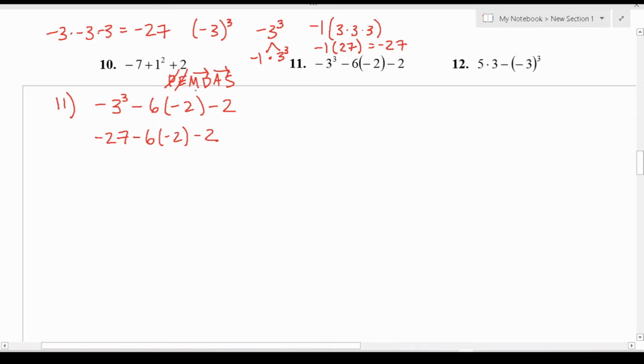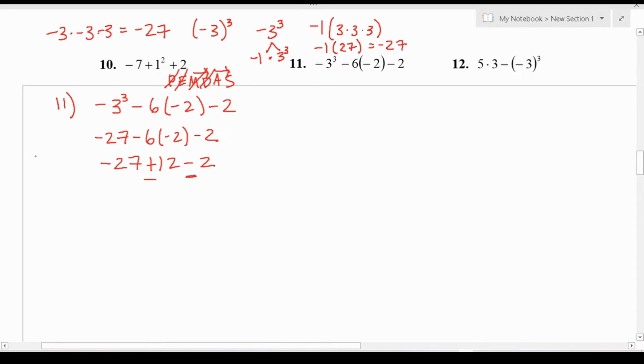We have multiplication right here, so we're going to do multiplication next according to the order of operations. Negative 27. Negative 6 times negative 2 is going to be positive 12. Again, minus 2. Now we have instances of addition right there and subtraction right there. According to the order of operations, we work out addition and subtraction as they appear from left to right. Again, they're like equals. So in this case, we're going to do this addition first and then the subtraction next. If this subtraction appeared before addition, I'd be doing the subtraction first.